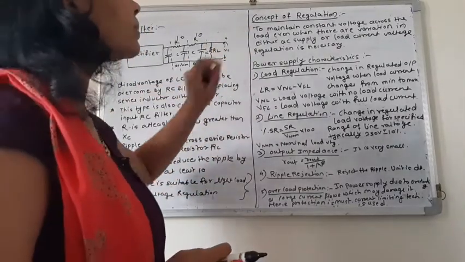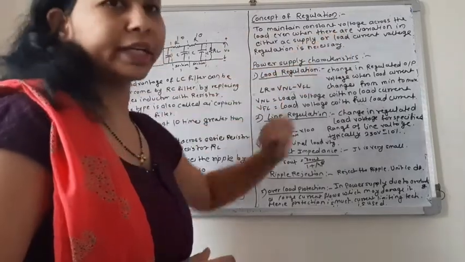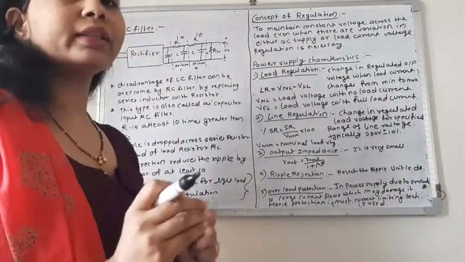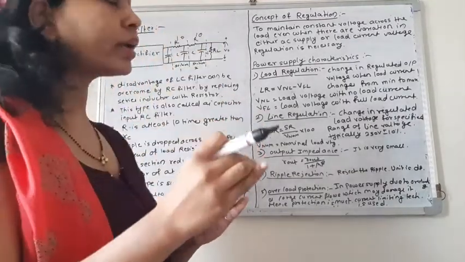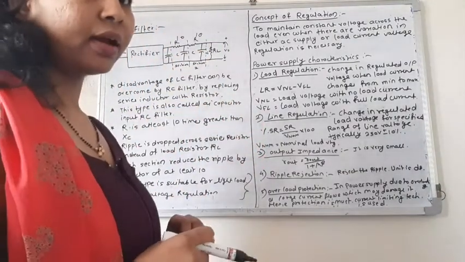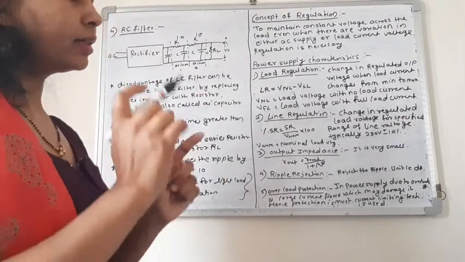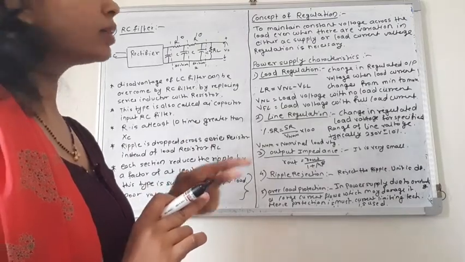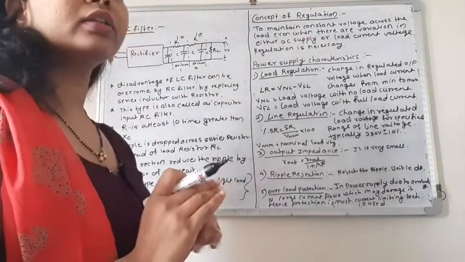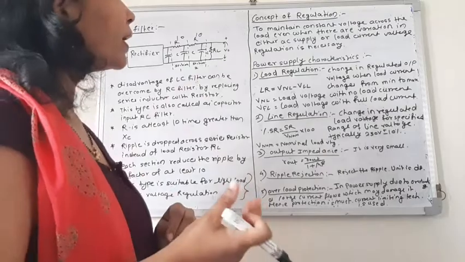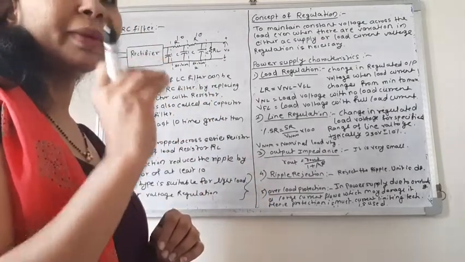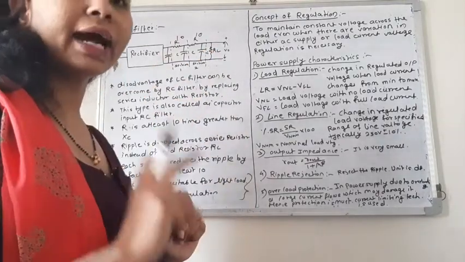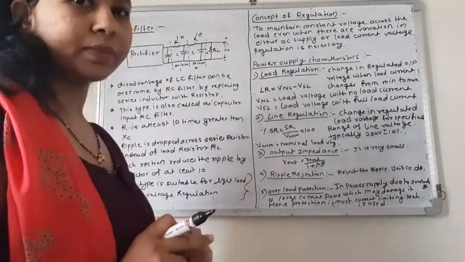What is the meaning of this? Maintain a constant voltage across what? Across the load. We have to maintain a constant voltage across the load resistor RL even when there is a variation in the current, or a variation in the AC supply, or a variation in both, but we need to maintain a constant voltage across the load resistor RL, and for that we need regulation.